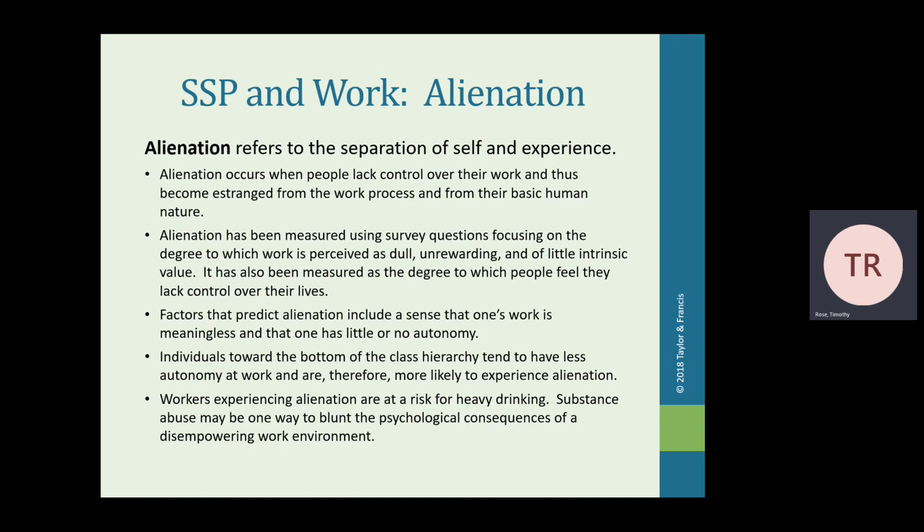So alienation occurs when people lack control over their work and become estranged from the work process and from what the book terms their basic human nature, which is a little bit problematic because then we never actually define what basic human nature is. So I would say it's easier to just limit the idea of alienation here, of becoming estranged from the work process, feeling like you don't have any input in the work process, that you're just a cog in the machine without any actual agency in the process.